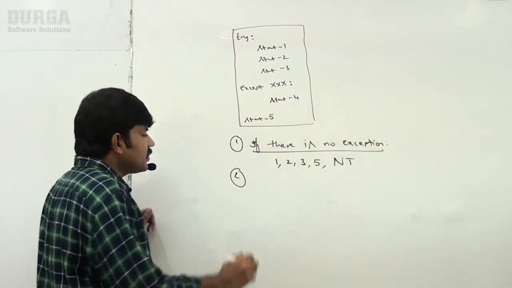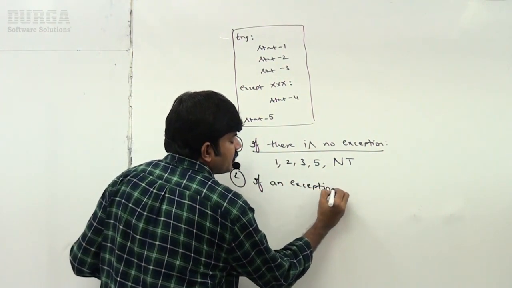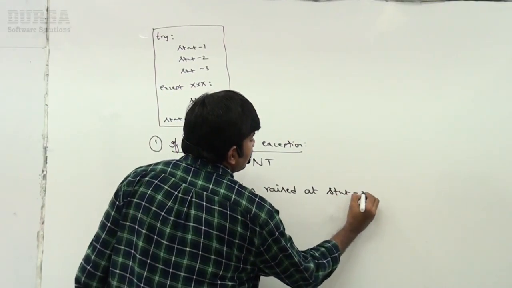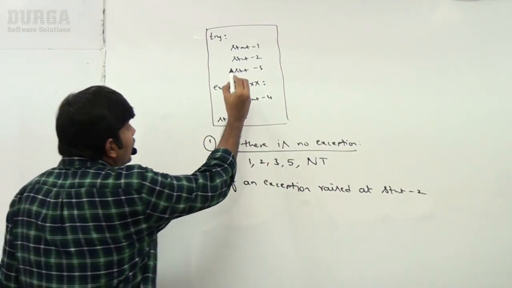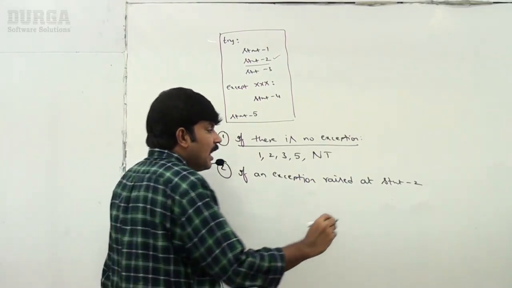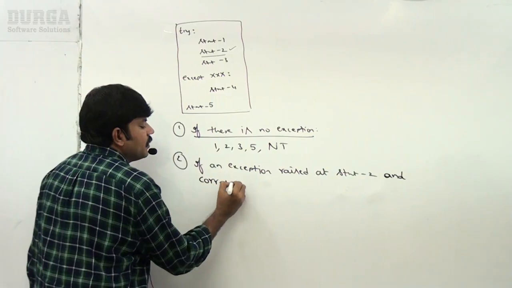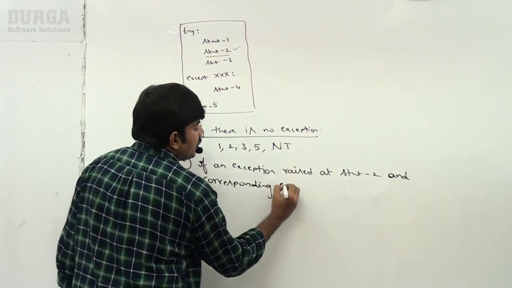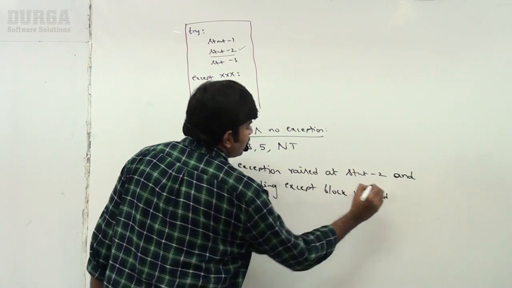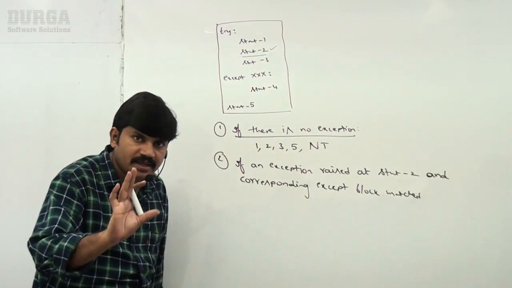Okay, well. Now, second case. Next, if an exception is raised at statement 2, sir. Listen very carefully. An exception is raised at statement 2. While executing statement 2, an exception is raised and the corresponding except block matched. Corresponding except block matched means, sir, here it is ZeroDivisionError, and this except block is for the same ZeroDivisionError only.